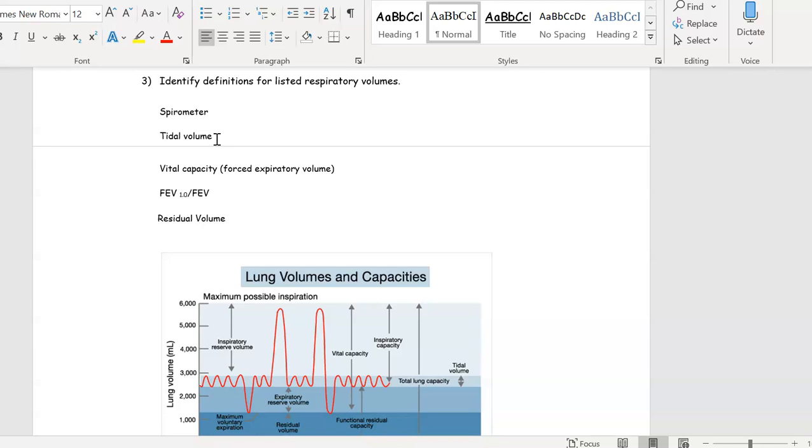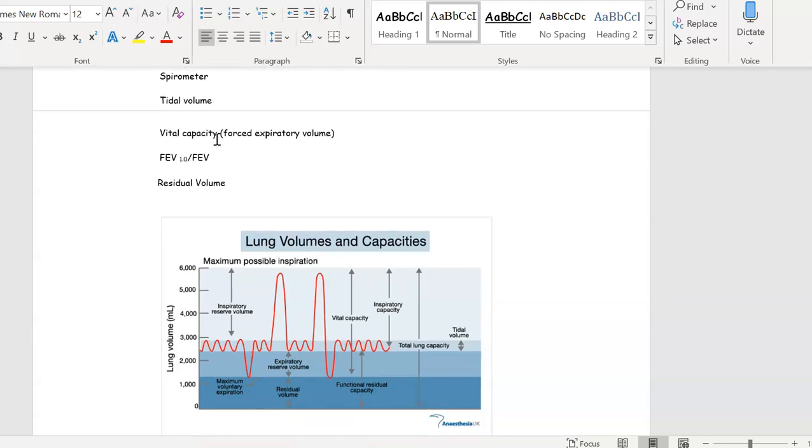Again, it's the amount of air you inspire or expire per breath. So when measuring tidal volume, you're usually going to choose inspiration or expiration. Obviously, it is easier to measure the amount of air you expire than the amount that you inspire. So again, tidal volume is the amount of air you inspire or expire per breath.